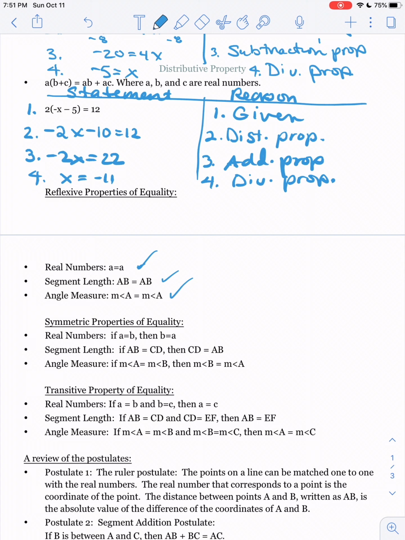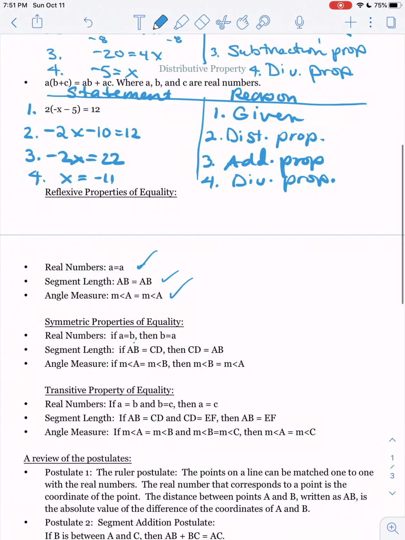Then there's something called the symmetric property, and that just means you can switch it around. I think of symmetry in art. So if A equals B, then B equals A. It works for segment lengths. It works for angles. If angle A equals angle B, then angle B equals angle A.